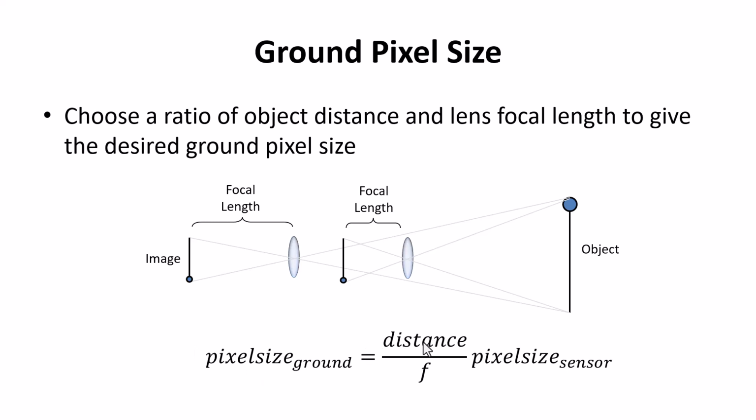So the object distance is the term distance in this equation. The focal length in millimeters is located as f, and so you'd put your distance also in millimeters. So this becomes a unitless ratio. You multiply it times the pixel size on the sensor. Each pixel on the sensor has a specific size, and that'll tell you what the pixel size will be in the 3D model or on the ground.